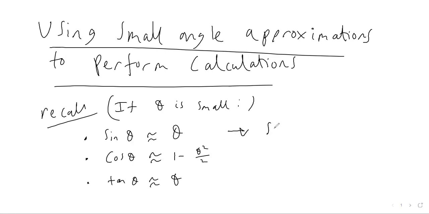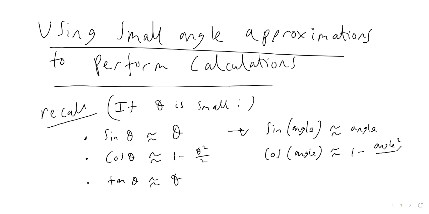So let's just be really clear about this. If you've got a small angle, then sine of that angle is approximately that angle. The cos value of that angle is approximately 1 minus the angle squared over 2. And tan of a small angle is approximately, sorry, my bad, just the angle, approximately the angle. Yeah, so those are the approximations, and we will need them to do the problem on the next page.